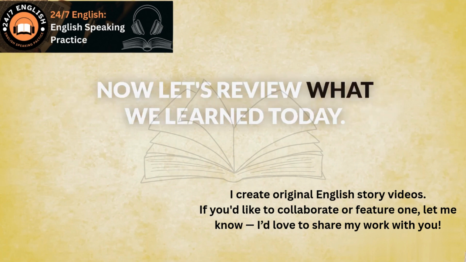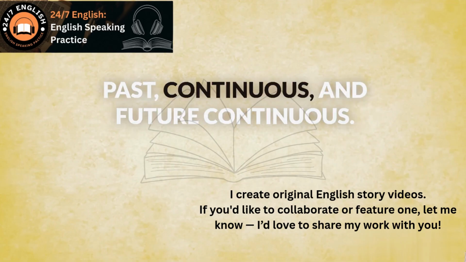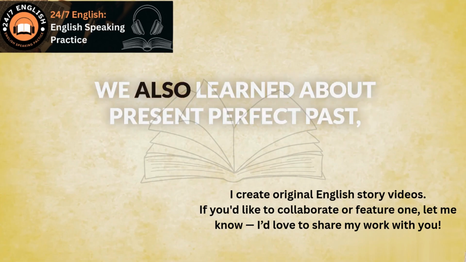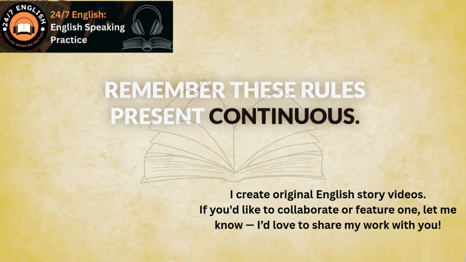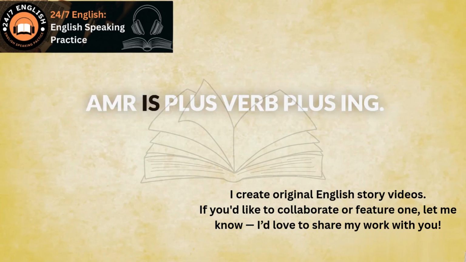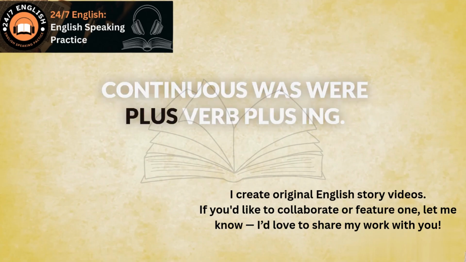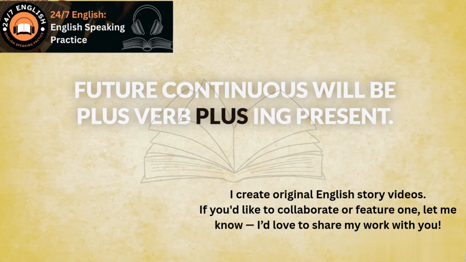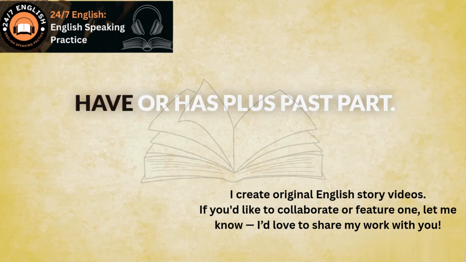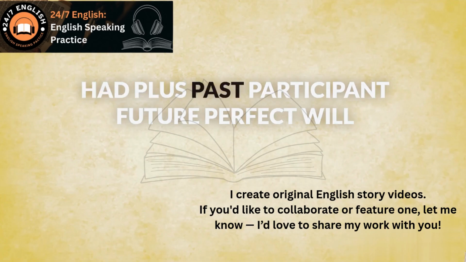Now, let's review what we learned today. We talked about present continuous, past continuous, and future continuous. We also learned about present perfect, past perfect, and future perfect. Remember these rules. Present continuous: am, are, is plus verb plus ing. Past continuous: was, were plus verb plus ing. Future continuous: will be plus verb plus ing. Present perfect: have or has plus past participle. Past perfect: had plus past participle.